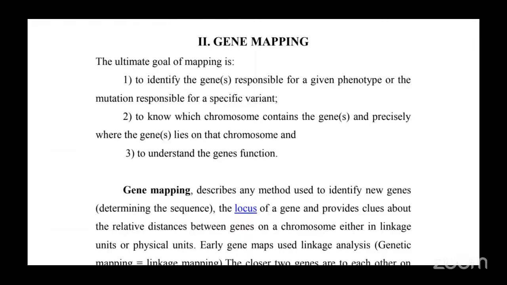Now there are different types of gene mapping methods. It describes any method used to identify new genes, the locus of the gene, and also to find out the distance between the genes on the chromosome, either in linkage units or in physical units. Earlier in those days, the scientists used to map the genes using linkage analysis.